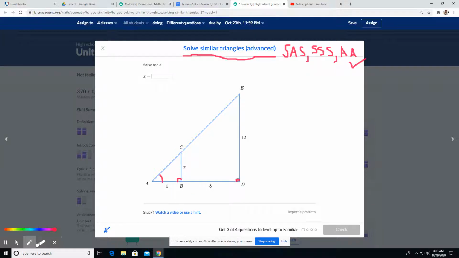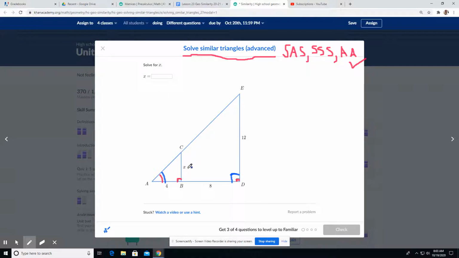the other triangle. So let me just change colors. Hopefully you can kind of see that. So this pink one is the small one. The blue one's the other one. So it has that matching angle right there, and then matching angle right there. So that's how these triangles are similar. Okay, so now that we know that they're similar, then we'll go ahead and solve for x.